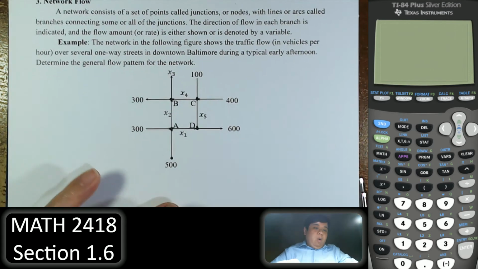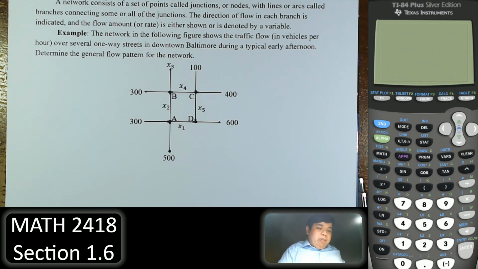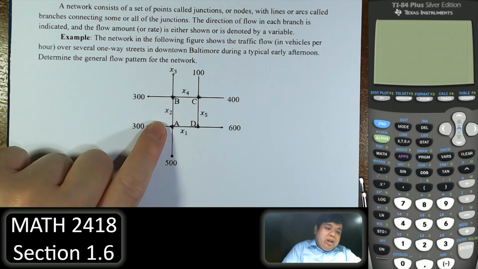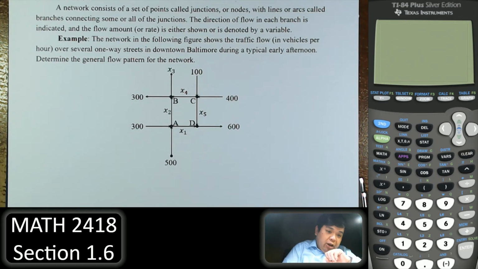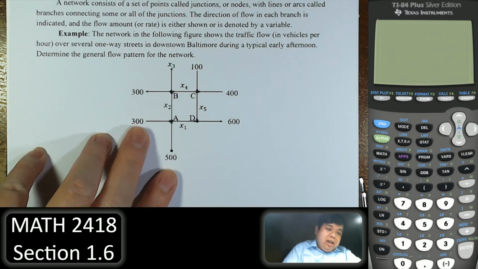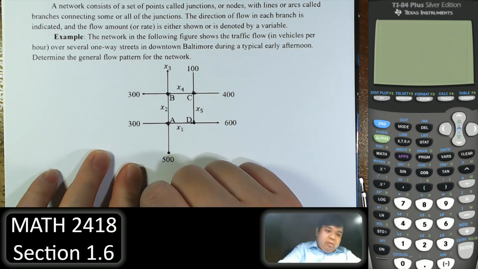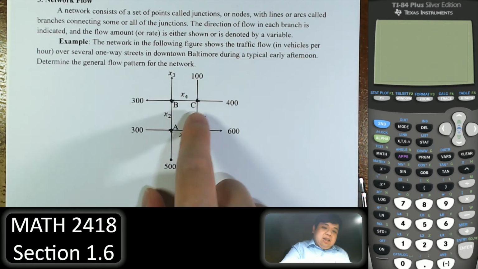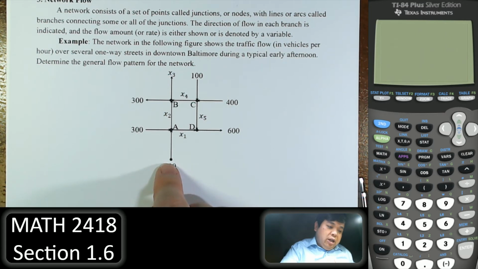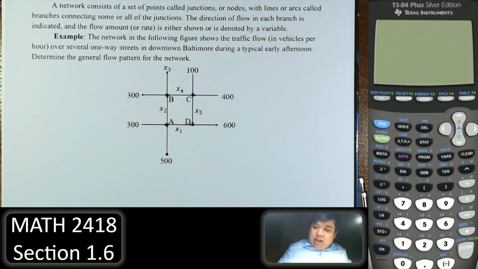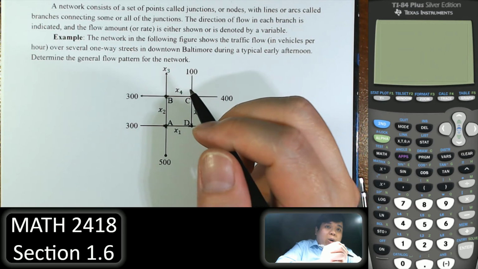Another one of these is a network flow. A network consists of points called junctions and lines called arcs. In the arc between the junctions, the direction of the flow on each arc is indicated. The amount or rate is either shown or denoted by a variable. So let's say the network shown is the traffic flow in 1 hour at downtown Baltimore. So we have 4 intersections A, B, C, D. You did not see this very clearly, but let me write this again. So this is only a one-way street.